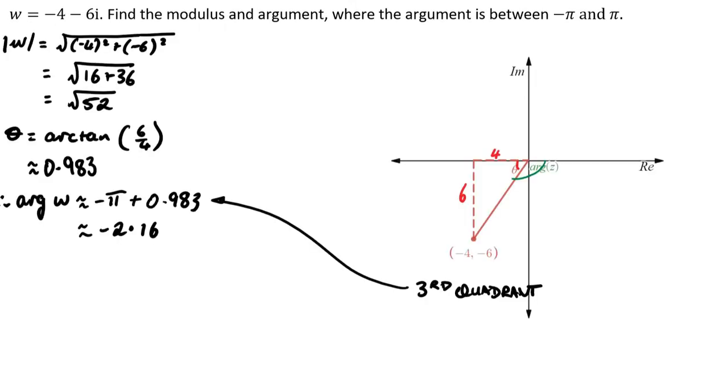And here's the solution. Note that for the argument, because we want between negative pi and pi, we are going around to negative pi, and then forward theta.